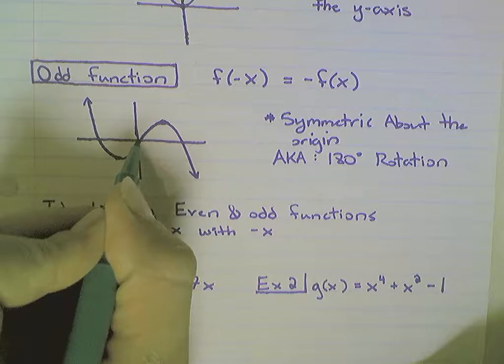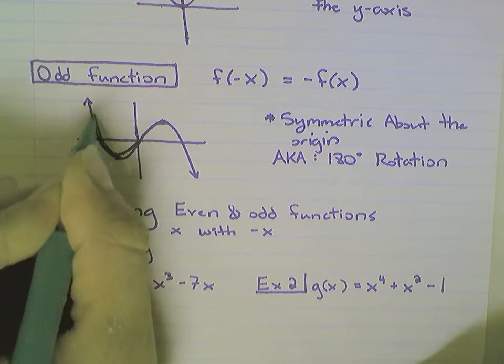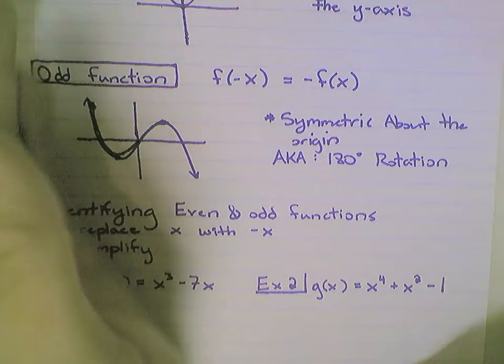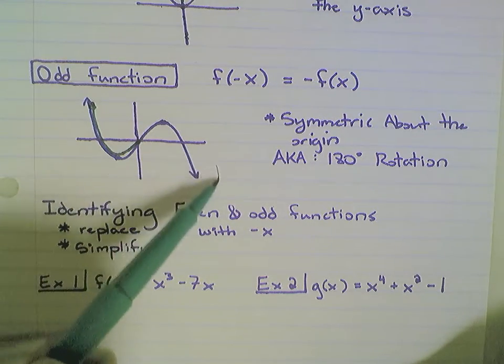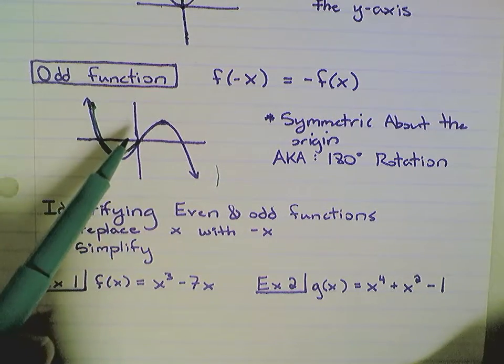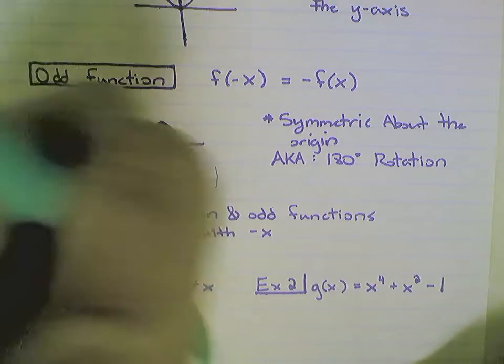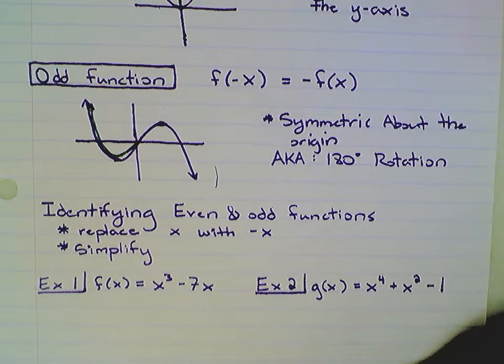Notice that if I were to take this part that I'm tracing, and rotate it 180 degrees, it would lay over top of this other part, and it would have a symmetry based on a 180-degree rotation.